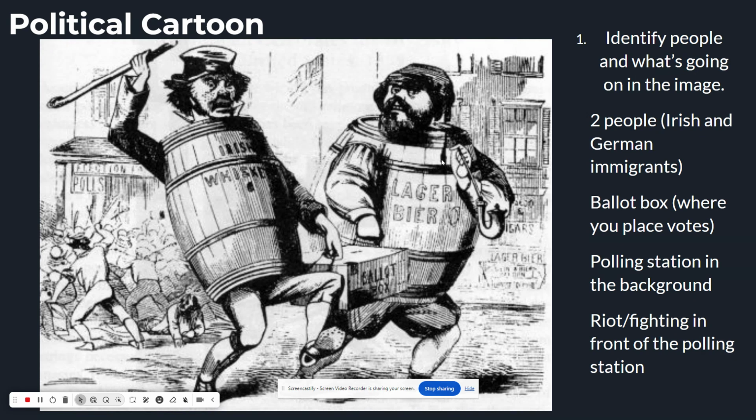So if we're going to identify what's going on, we see two people. They're Irish and German immigrants, supposedly, or at least we're identifying them as Irish and German because they are labeled on the barrels. They're holding a ballot box. A ballot box is where you place votes in elections, and there's a polling station in the background. You can make out the words "election for polls." Polling station is where you go vote. And there's riots or some type of fighting, chaos, violence in the background, right to the far left.